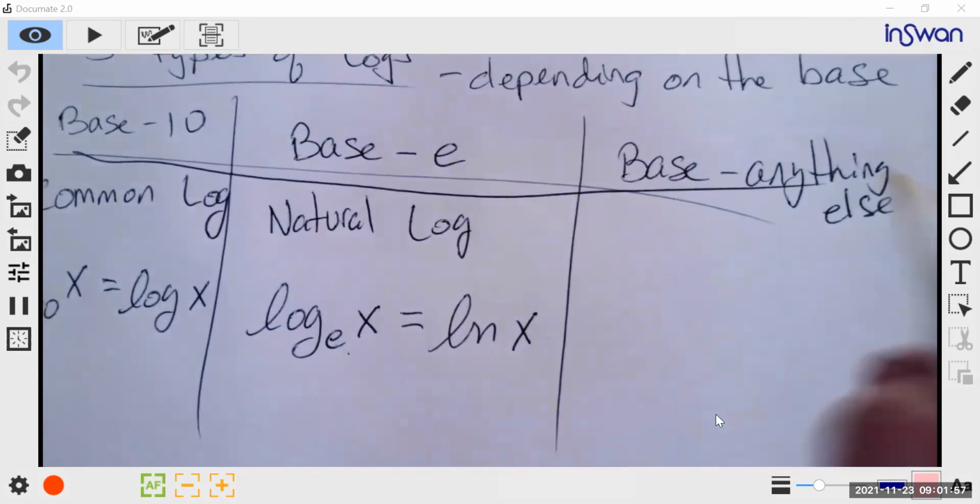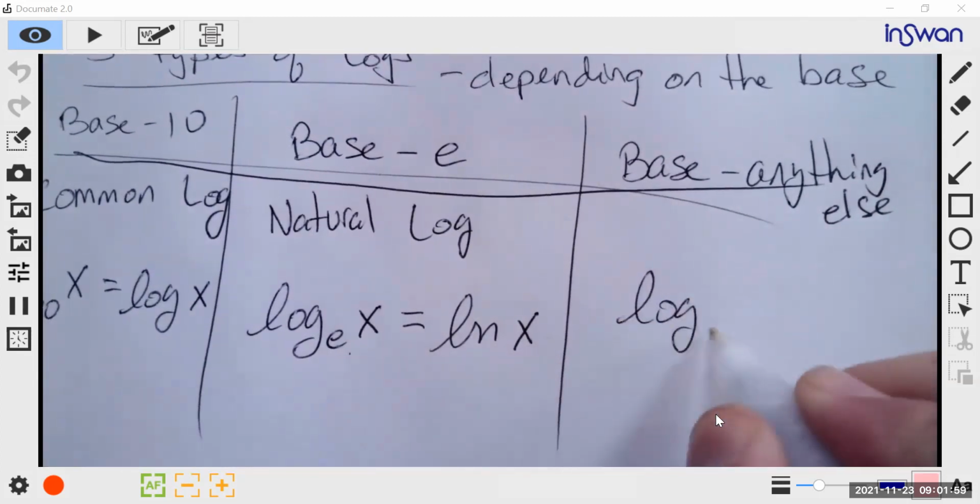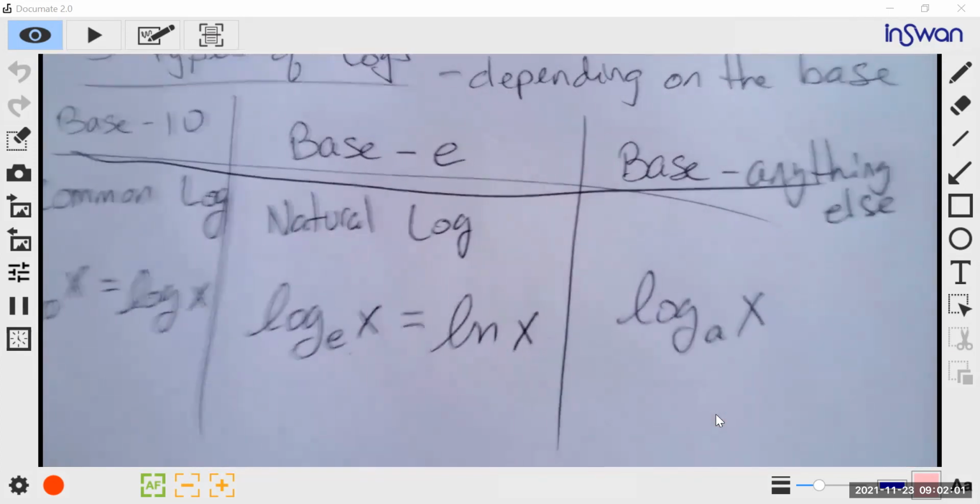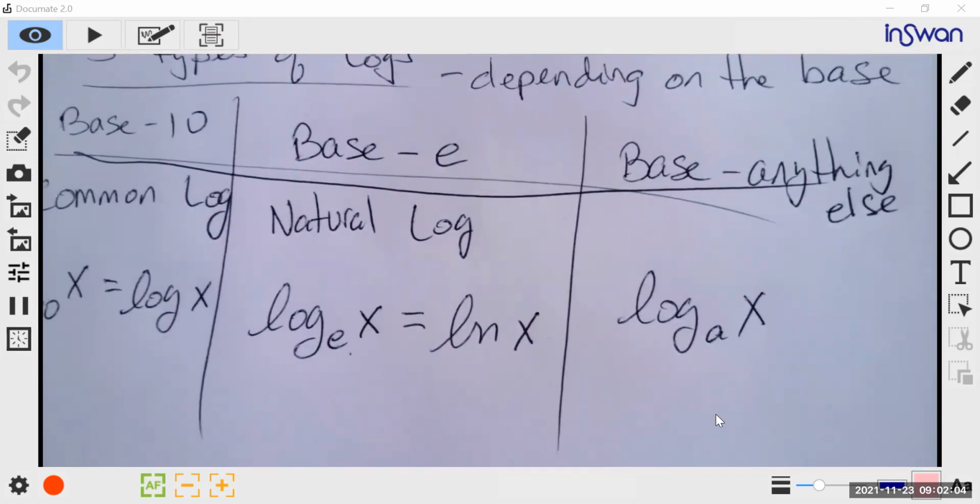And then base anything else. Anything else, you're going to have to put that number on the bottom. You have to write it out.